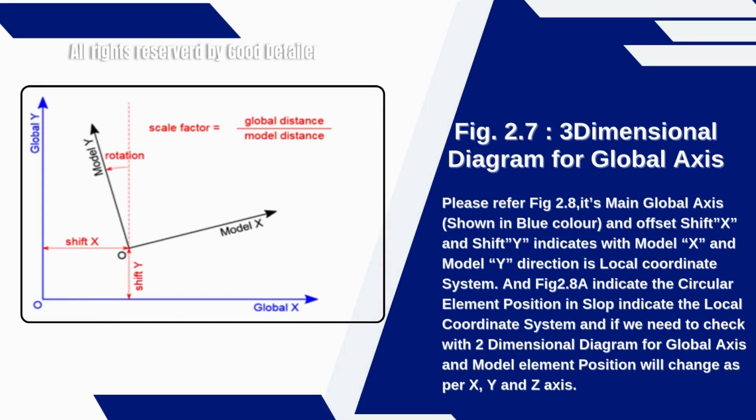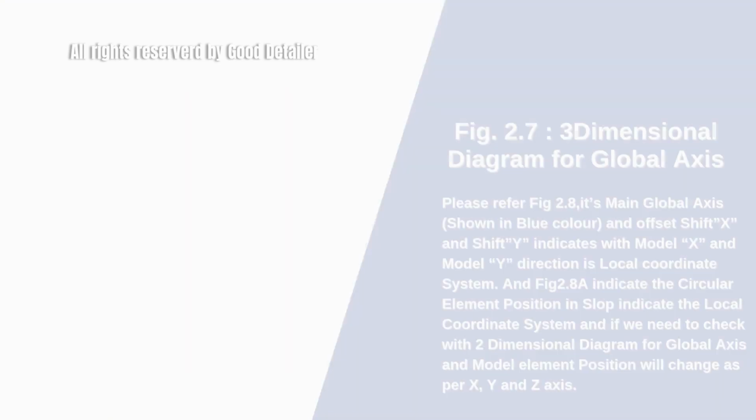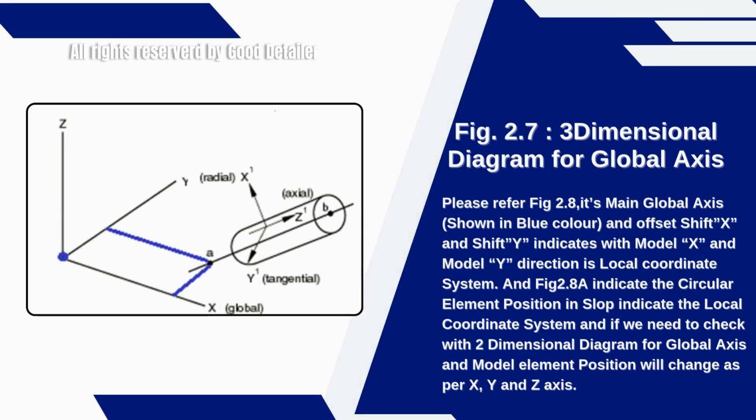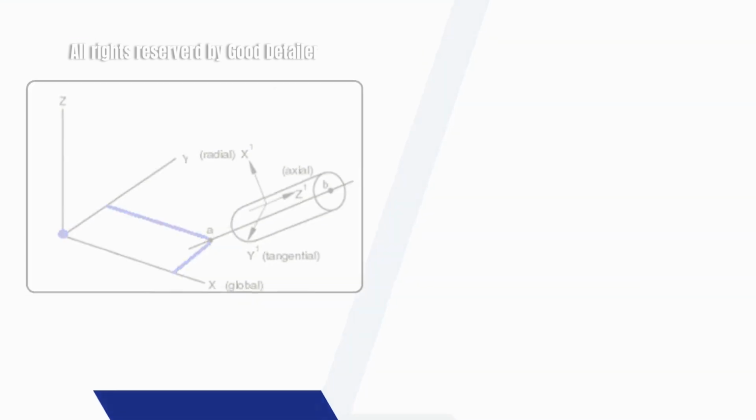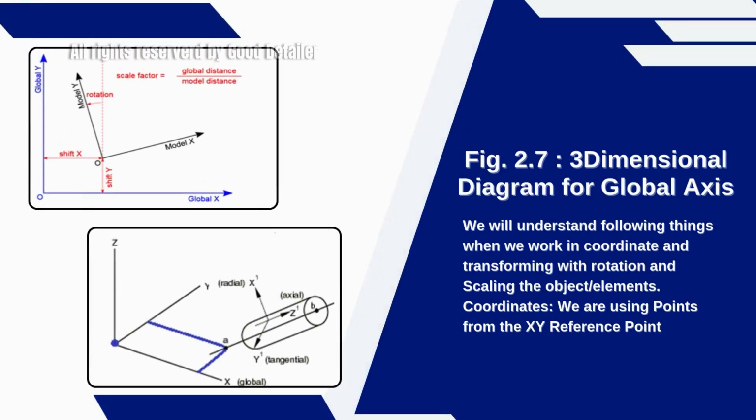Figure 2.7 is a 3-dimensional diagram for global axis. Please refer to Figure 2.8, its main global axis, shown in blue color, and offset Shift X and Shift Y indicated with Model X and Model Y direction is the local coordinate system, and Figure 2.8a indicates the circular element position in slope, indicating the local coordinate system. If we check with a 2-dimensional diagram for global axis and model element position, it will change as per X, Y, and Z axis.